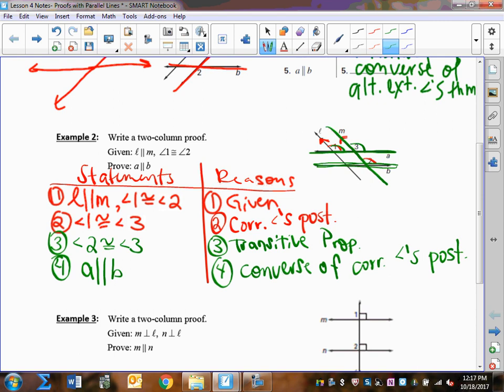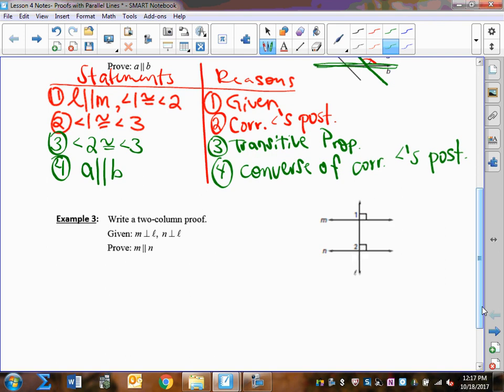Okay, now let's take a look at number 3. Again, this is a theorem we know to be true. We learned this last class, but we are proving it. So we cannot use the theorem to prove it. We cannot have just a two-step proof here. Alright, it says given M is perpendicular to L, and N is perpendicular to L, prove that M and N are parallel. Now, they've already marked into the picture for us that this is indeed perpendicular, with that marking there.